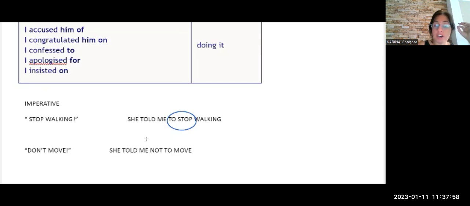So first, the "not." Okay, not there. And then the verb plus infinitive. All right? So far so good.